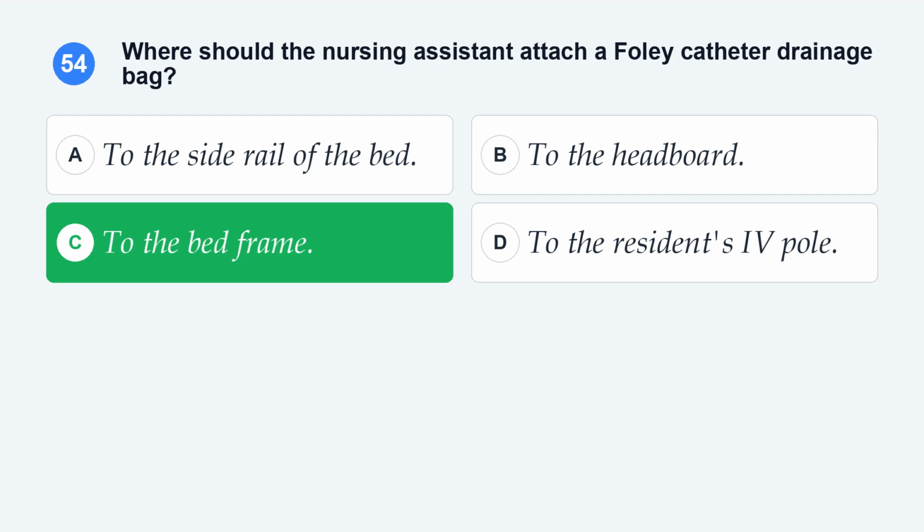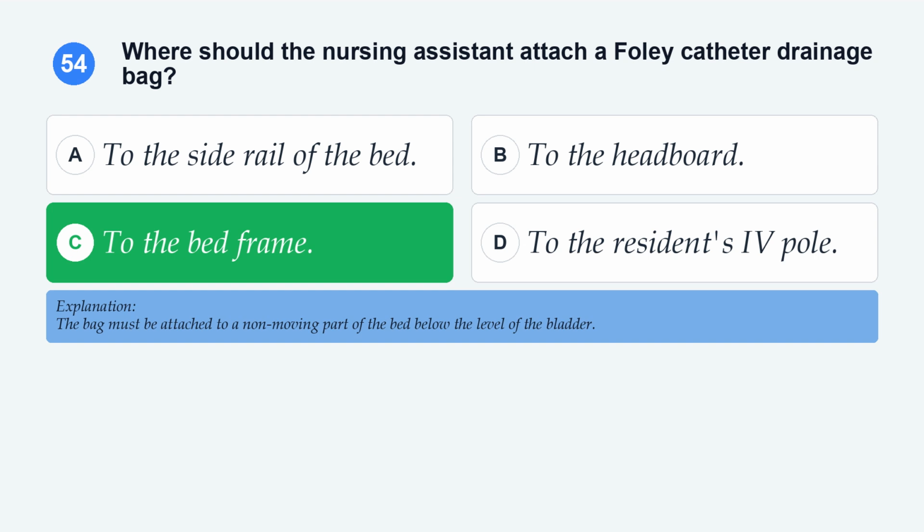The correct answer is option C. To the bed frame. Explanation. The bag must be attached to a non-moving part of the bed below the level of the bladder.